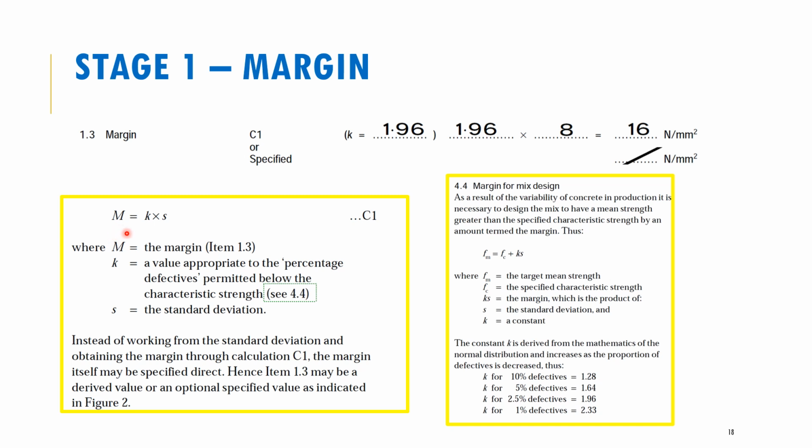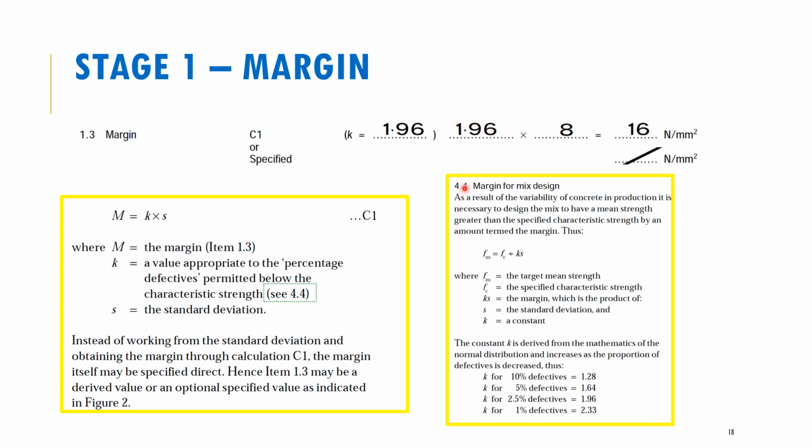It consists of two parameters that need to be multiplied together. So K and S. What is K? Well, K is a value that's obtained from section 4.4. And S is the standard deviation that we obtained in the previous step. So the standard deviation in the previous step was 8, and K was 1.96. How did I get 1.96?